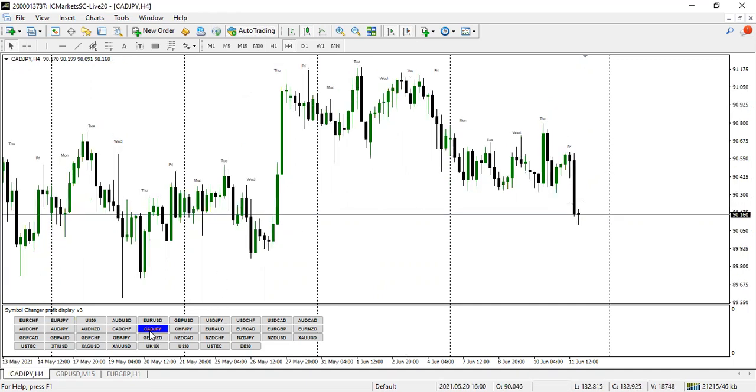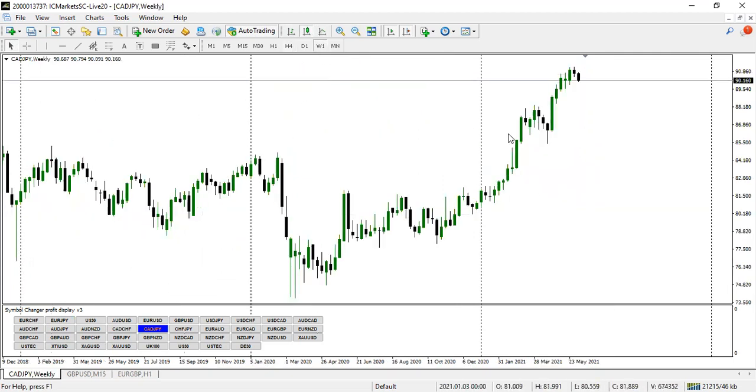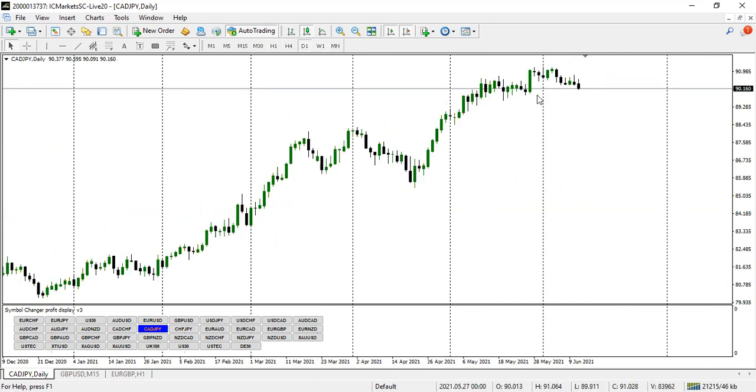So the next pair is going to be CADJPY. CADJPY is really behaving like EURJPY. As you can see, price is really accumulating. All right, and on the daily time frame, look at what is happening. So all these lows might really be broken.